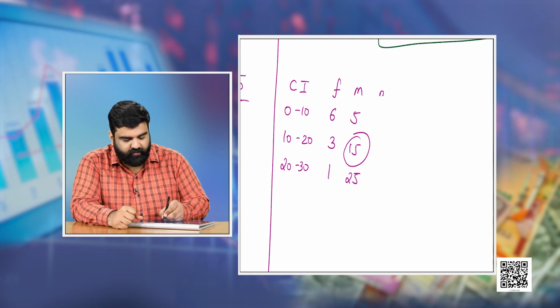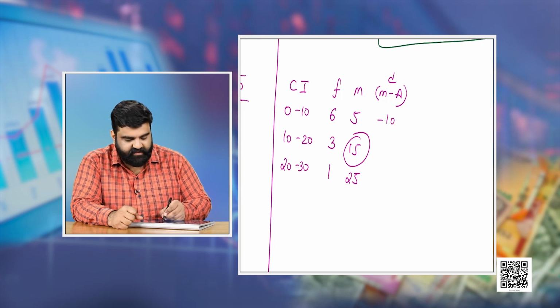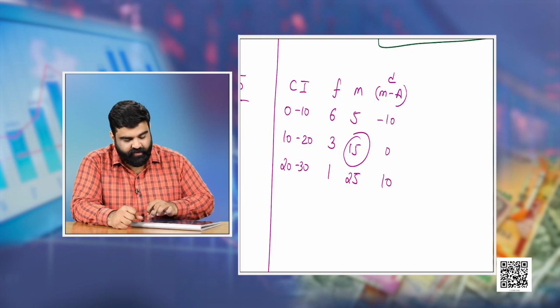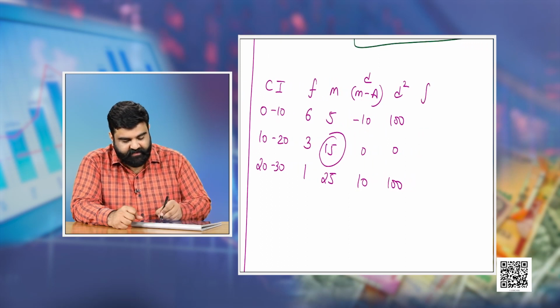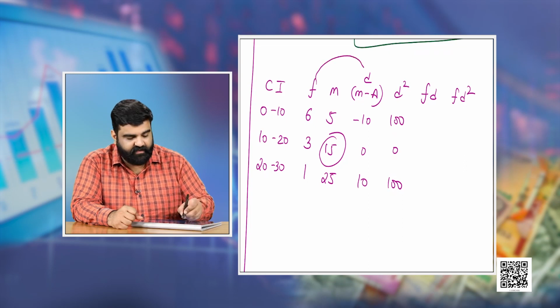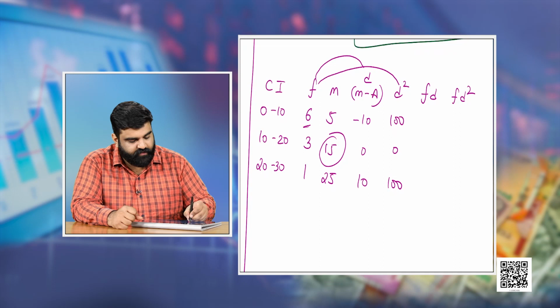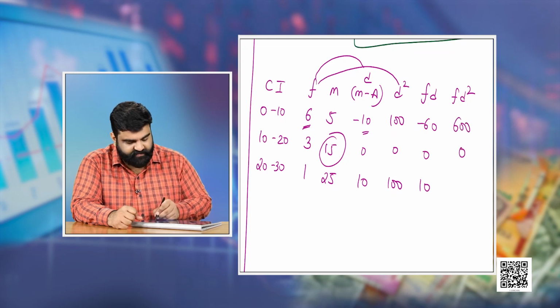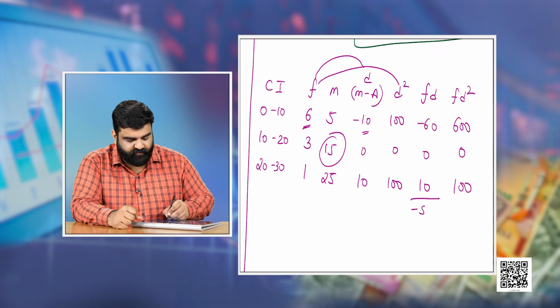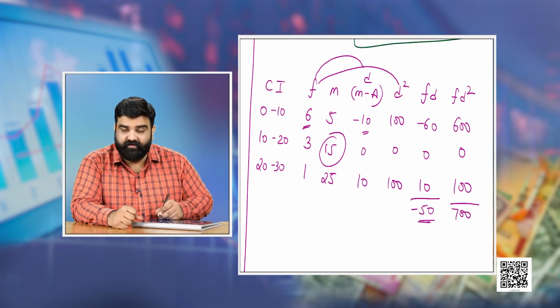First of all, I will calculate the deviations from the assumed mean and call it d. So I have minus 10, 0 and 10. Now let me calculate d square, which will be 100, 0 and 100. Now let us calculate fd and fd square. So let us multiply f with d and then f with d square. So we have minus 60, 0 and 10, and then we have 600, 0 and 100. So this will be minus 50 and this will be 700.